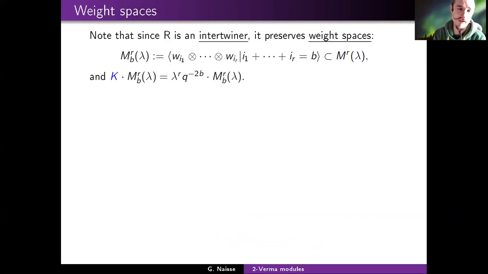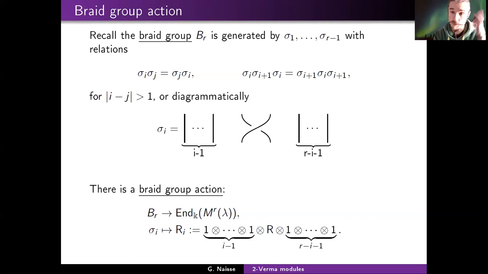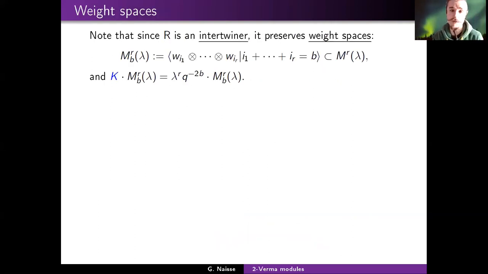But something that you can do is, because R is an intertwiner, so because R commutes with the action of the quantum groups, so does the braid group. And so R preserves the weight space. So the weight space, if you want, is the eigenspace for the action of the Cartan element K. And you can make this explicit.